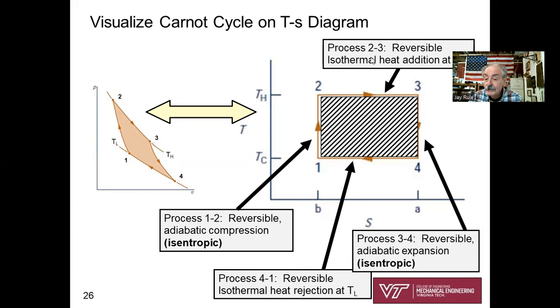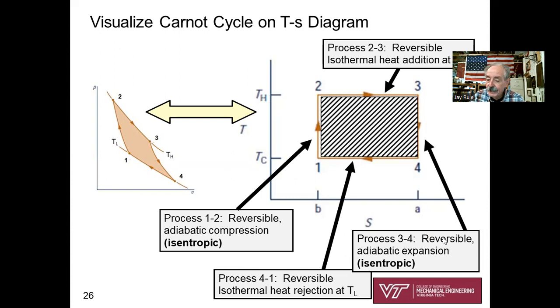Okay. Process 2 to 3, reversible isothermal heat addition at TH. Wow, it discloses what it looks like. Isothermal, constant temperature at TH. It's a horizontal line at TH. Y equals TH.